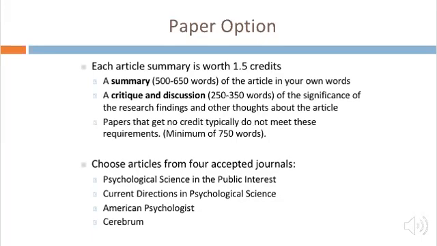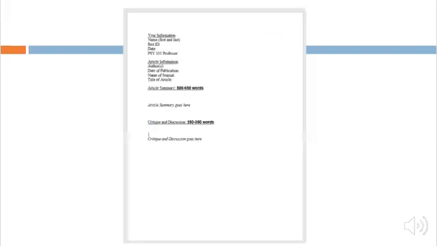The article you choose for this paper option must come from one of the 4 accepted journals: Psychological Science in the Public Interest, Current Directions in Psychological Science, American Psychologist, and Cerebrum. Links to the 4 journals are available on the Canvas homeroom for this course under the article summary information. Now here's an example of a sample paper submission in this format.